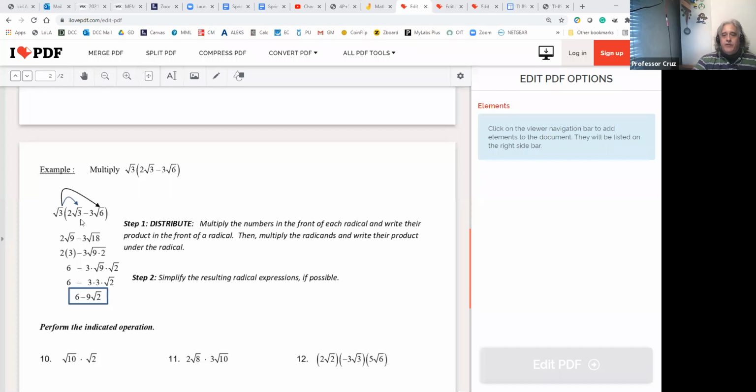So on this one, they show us with the little arrows, the square root of 3 is going to multiply the 2 square roots of 3. Square root of 3 times square root of 3 is square root of 9. You multiply what's inside one radical times what's inside the other radical, just by basic math, and then you simplify that if possible. And then square root of 3 times 3 square roots of 6.